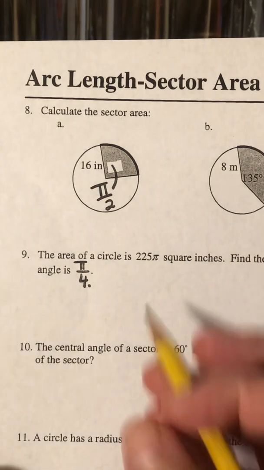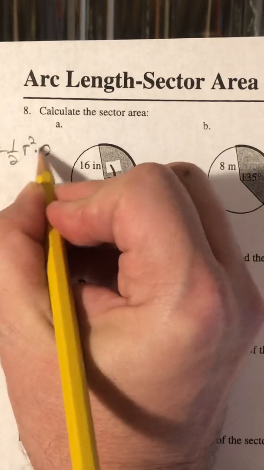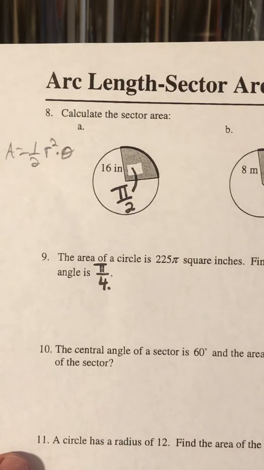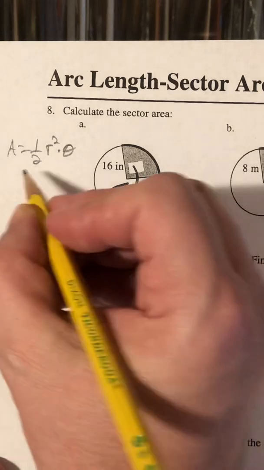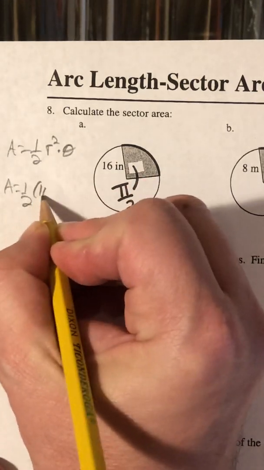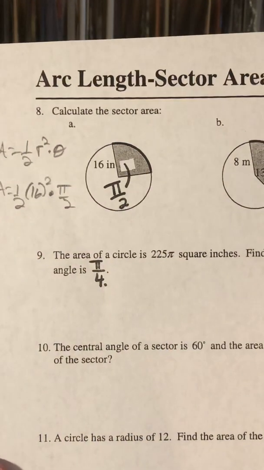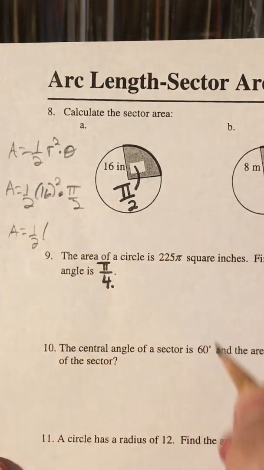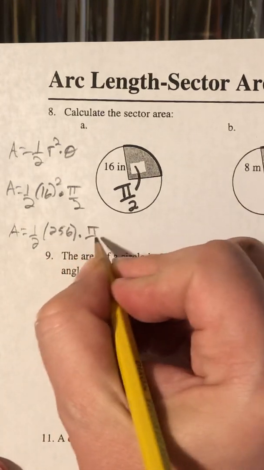So the area is going to be 1/2 r squared times theta. That's the measure of the arc or the sector in radians. Okay. So we got 1/2 r squared times theta. So if I wanted to find the area of this, it's just going to be 1/2 16 squared times pi over 2. All right. So 16 squared is going to be 256. And then you're going to multiply that by pi over 2.